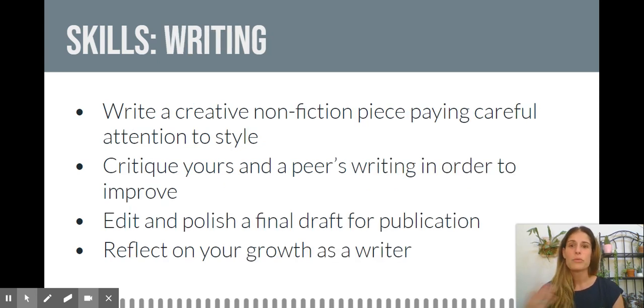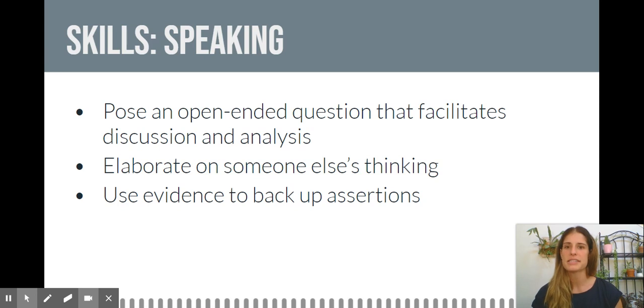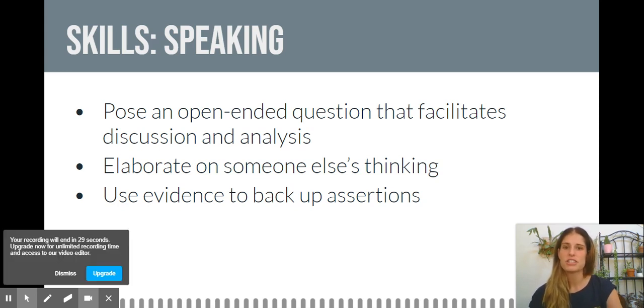So for writing, when you're writing your creative nonfiction piece, you're going to really pay attention to style and technique in your own writing. You'll be critiquing your own and a peer's writing in order to improve. It's going to be edited, polished, ready for publication. We're going to put it all together. At the very end, you'll reflect on your growth as a writer. And finally, for speaking, we're going to have a lot of discussions in our class, and so you'll have the opportunity to practice asking open-ended questions that facilitate discussion, elaborating on other people's thinking, and using evidence.